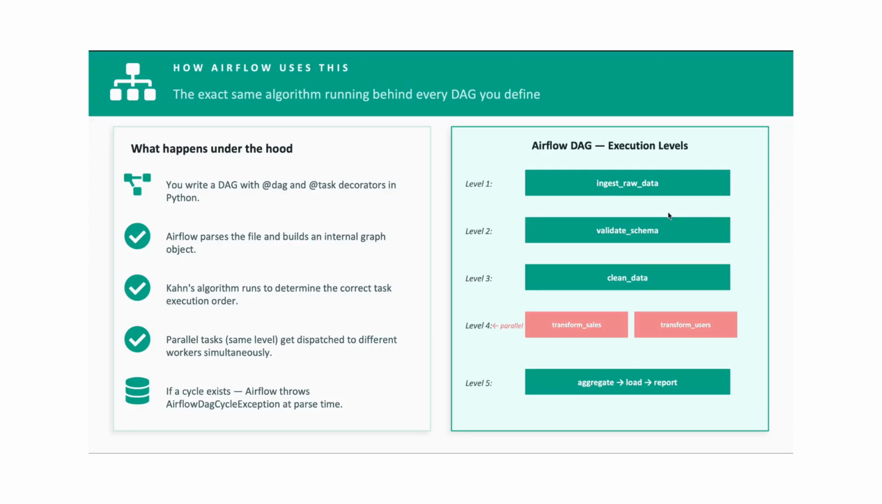That is your DAG, okay? It's broken into execution levels. Level 1 runs first. Level 4 has two tasks, transform sales and transform users, which run in parallel on separate workers. And if you accidentally create a cycle in your DAG, Airflow throws an AirflowDagCycleException at parse time. That is Kahn's cycle detection firing before a single task is even scheduled.